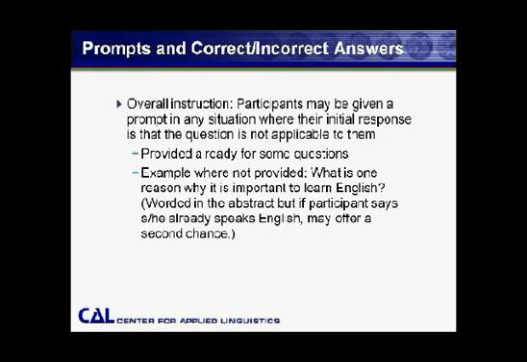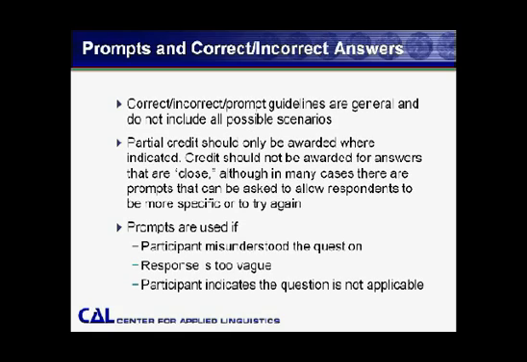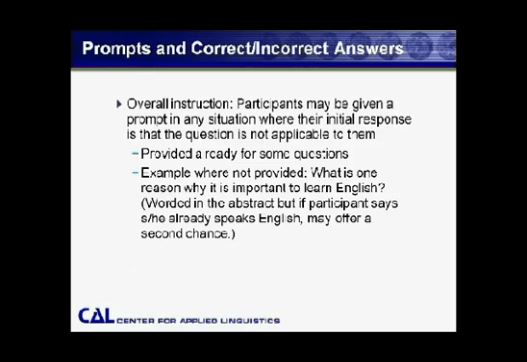So again, we do provide some of those specific prompts, but the important thing is to think about the reasons for the prompts, which, as I'll just go back one slide, if the participant misunderstood, if the response is too vague, or if the participant indicates the question is not applicable. Those are really the situations where you would use a prompt, and if there's anything that comes up as you're giving the assessment, please do go ahead and use your best judgment in terms of asking additional prompts.